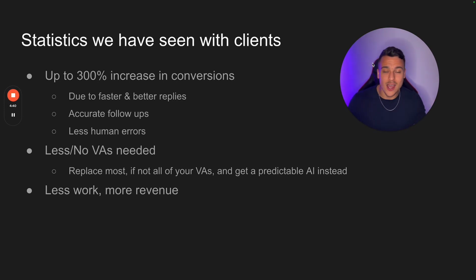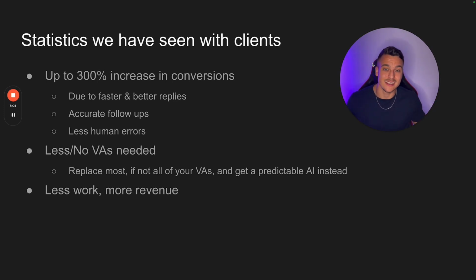The second reason why we see an increase in conversions of up to 300% is accurate follow-ups. And AI never forgets to follow up with a lead. The follow-ups always go out on time, and it is never missed, whereas a human is prone to errors, and we all know how the Instagram DM inbox works. Of course, it's easy for a conversation to get lost, and that just can't happen with AI.